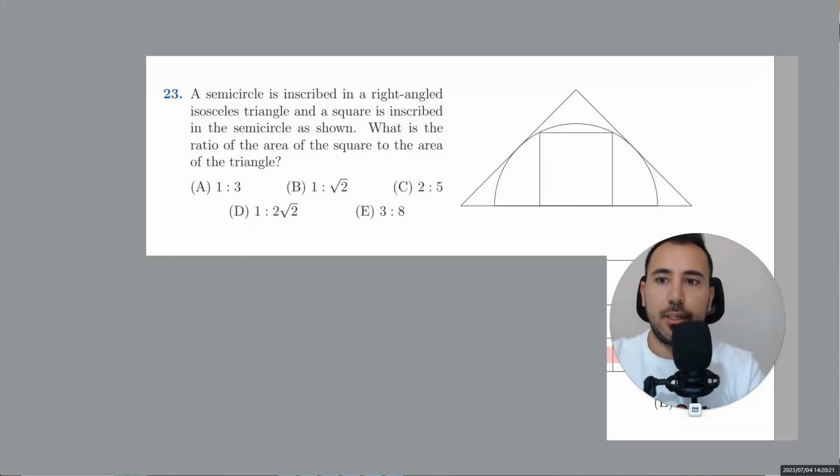Okay, question 23. A semicircle is inscribed in a right-angled isosceles triangle, and a square is inscribed in the semicircle as shown. What is the ratio of the area of the square to the area of the triangle? Again, it's a test and it's a ratio question. So I could call this A, but I'm not going to do it. It would just make the question harder. Why? Because if I call this one A, then I have to call this one A over 2. Why would I do this? So I assume this is 2.